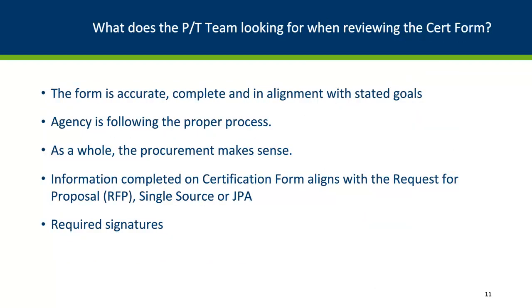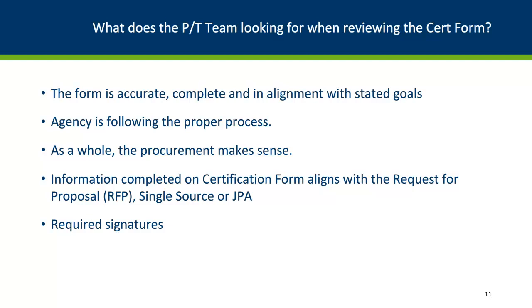What does the PT team look for when reviewing the cert form? First, we look to see if the form is accurate, complete, and in alignment with the stated goals. Then we want to make sure the agency is following the proper process. The proper process means that you are using the right solicitation method for the dollar level of your project. We may suggest alternatives if appropriate. As a whole, we want to make sure that the procurement makes sense.